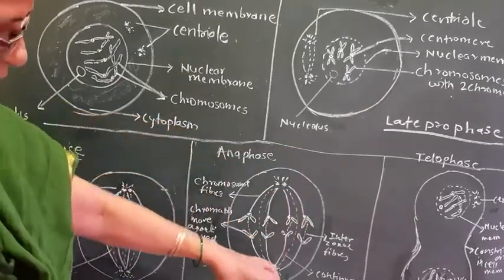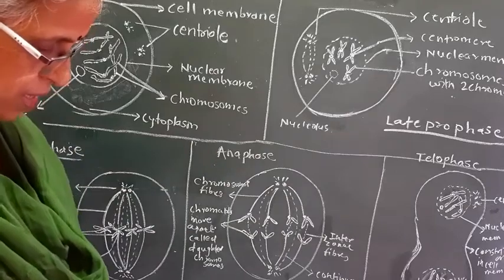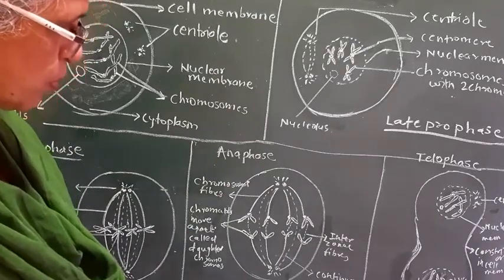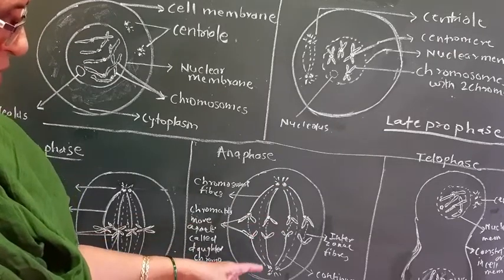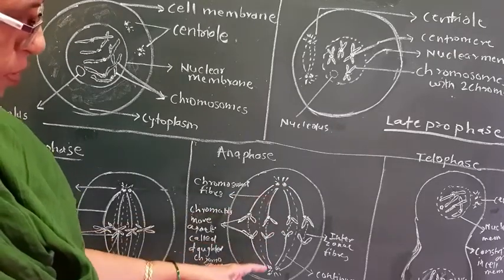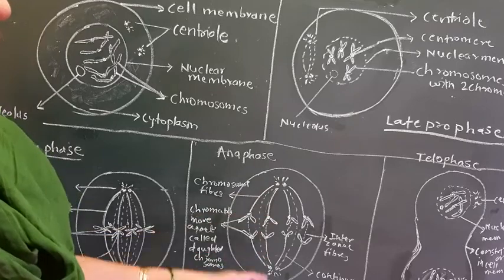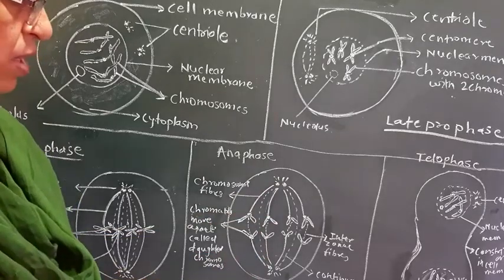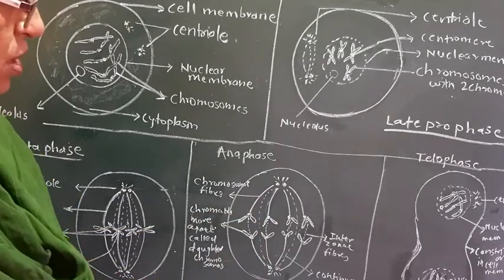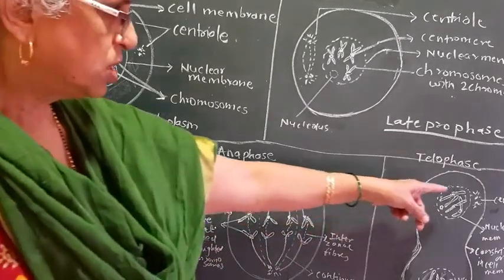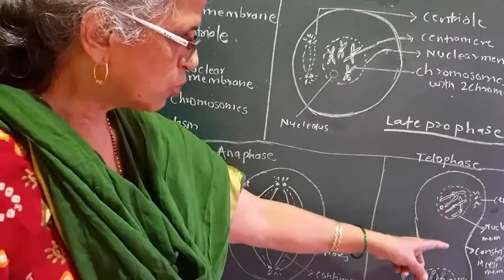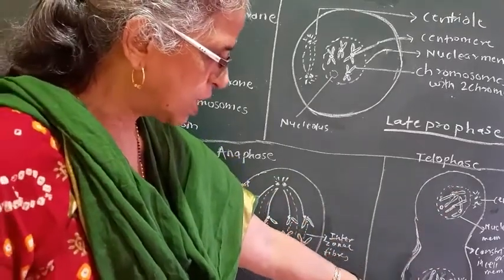So after pulling, they will look like a bunch of bananas, and thus a set of chromosomes is formed at each pole of the cell. Followed? So new chromosomes are formed, two sets of chromosomes are formed, one at each pole. Now after that, the process is telophase. In telophase, the chromosomes that have reached this pole, one chromosome set, and another chromosome set at this pole.